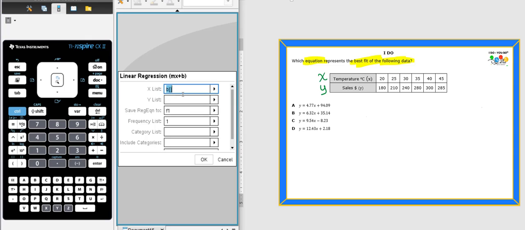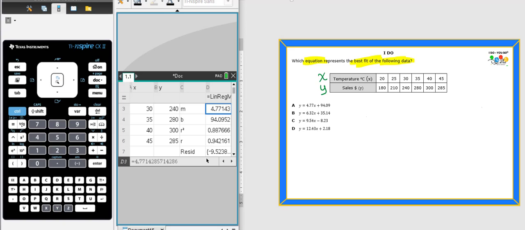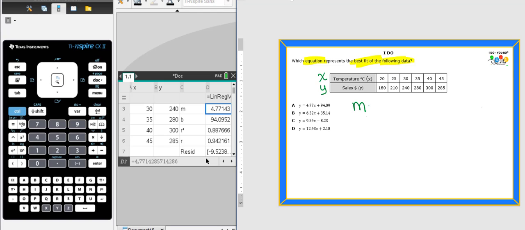Right there, on the X list, I am going to type my X values, and on the Y list, my Y values. Once I do that, I'm going to press OK. And I have some information given to me here. I got m, b, and other things that are there. So what is it that I need? Let's see if you remember. Right here, I have m, and it's telling me that it's 4.77.